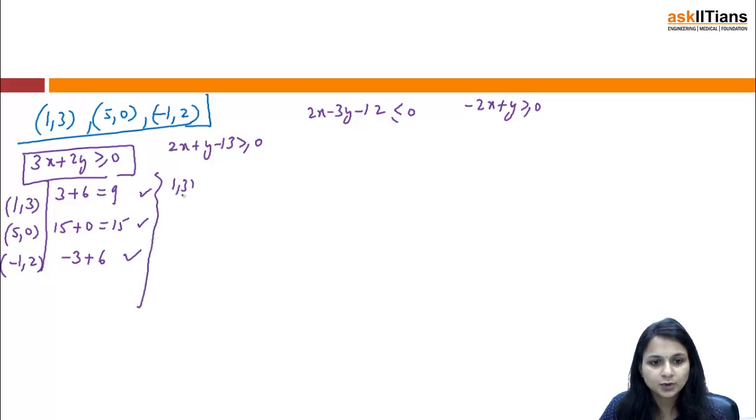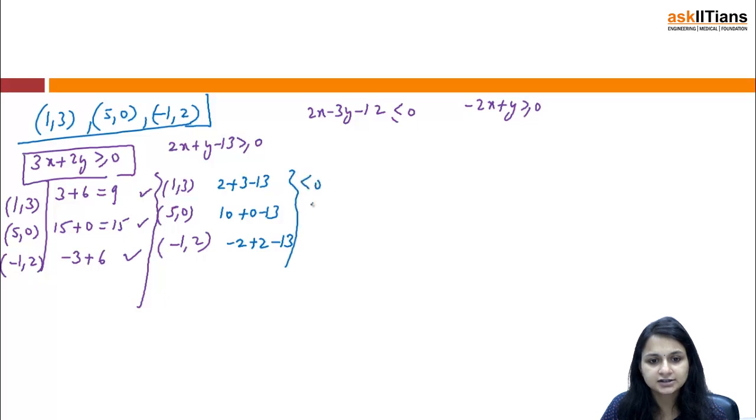Again I have three points, (1, 3), (5, 0), (-1, 2). Let's put them and see the signs we are getting. Now 2x + y - 13. Put (1, 3): 2 plus 3 minus 13 is negative. Then (5, 0): 10 plus 0 minus 13. Then (-1, 2): -2 plus 2 minus 13. So here we can see that this is less than 0, this is less than 0, this is less than 0. But here we have greater than or equal to 0.